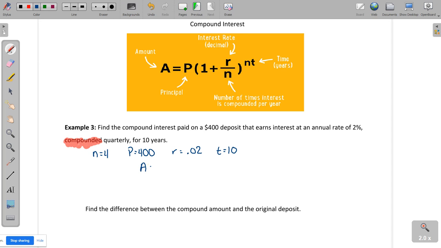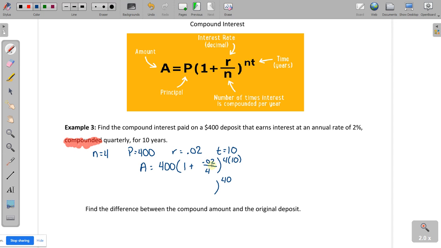So we're going to have A equals our principal, $400, times 1 plus our rate, 0.02, divided by our n, how many times it's compounded. So divide by 4, to the 4 times our time, 10. First thing you want to simplify is this exponent. 4 times 10 gives us 40. So we're going to be raising it to the 40th power.